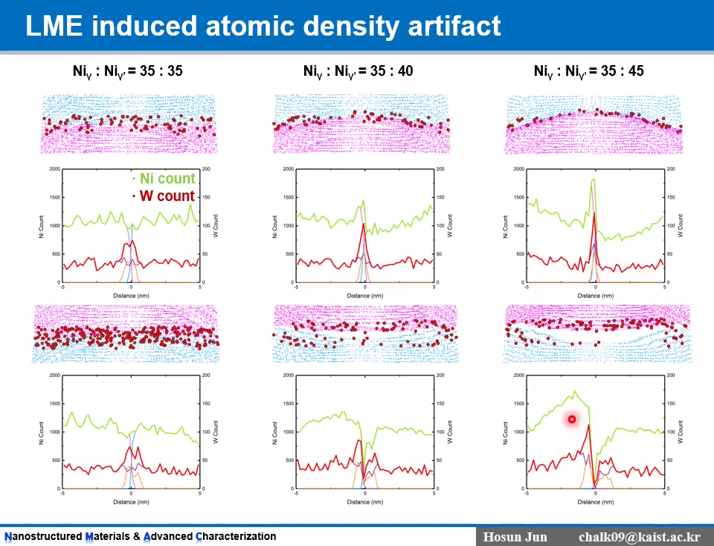These artifacts are related with the atomic density change at the interface. And here are some close-up slides of the interface in atom maps from the previous slide. Blue and pink dots represent the nickel atoms from gamma prime phase and gamma phase, and interface tungsten atoms are marked with red spheres.